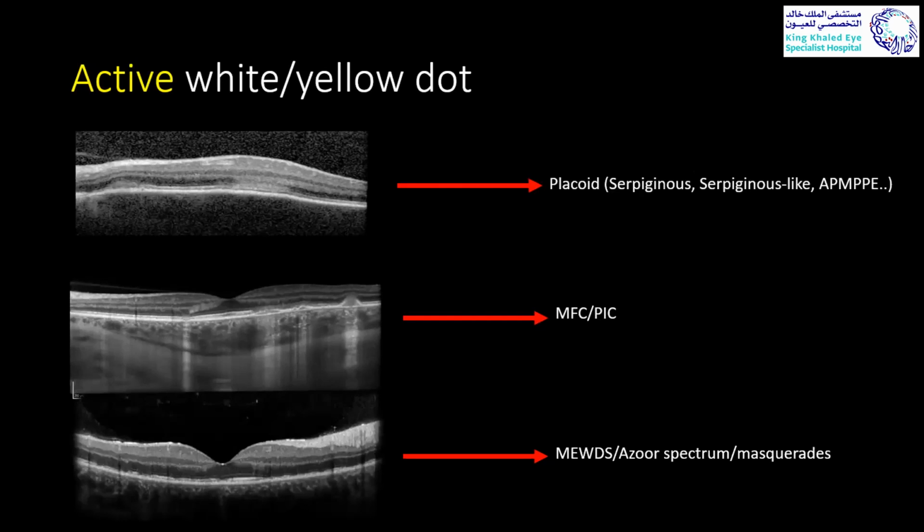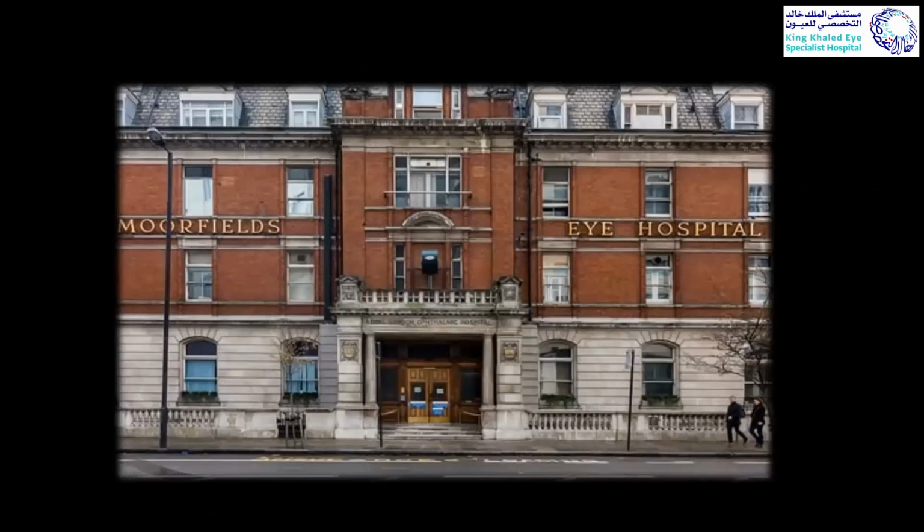And if you have a yellow lesion that OCT shows the outer retina is affected mainly, I mean the photoreceptors affected mainly, think about MEWDS, the AZOOR spectrum, or masquerades such as syphilis. So by this, I will conclude my talk, and thank you very much to you all.